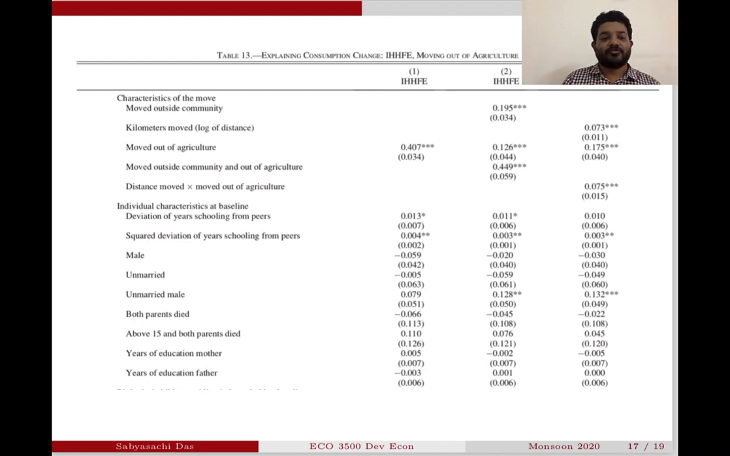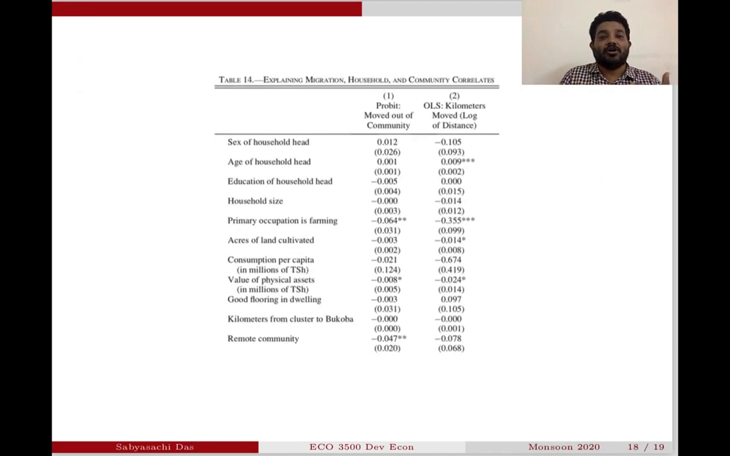And the authors talk about whether it's the risk aversion or various other household specific factors that sort of affect their movement. So here what they're checking is, it's trying to predict whether you have moved or not as a function of various individual and household specific factors. These factors were initially controlled for in the previous regressions by household fixed effect, which sort of compared individuals within households, but now they want to understand why people move.